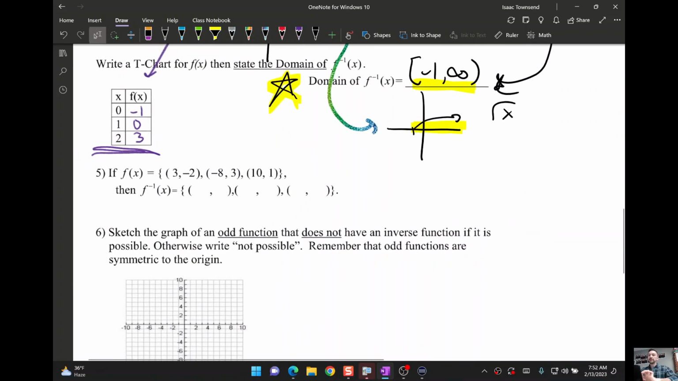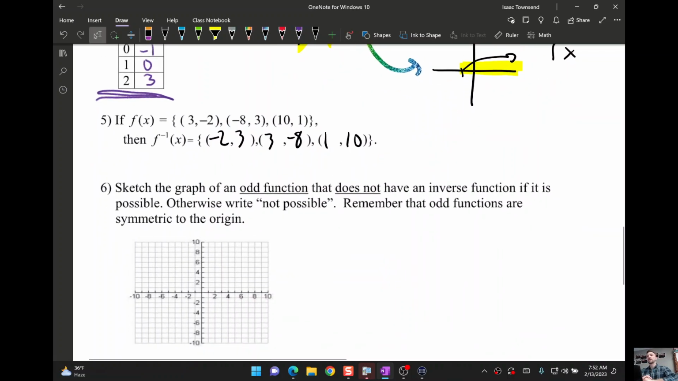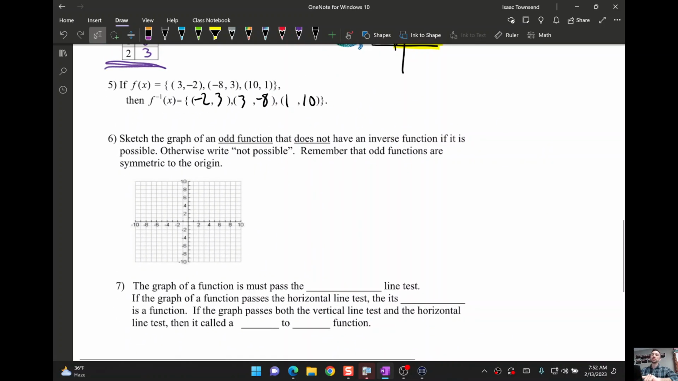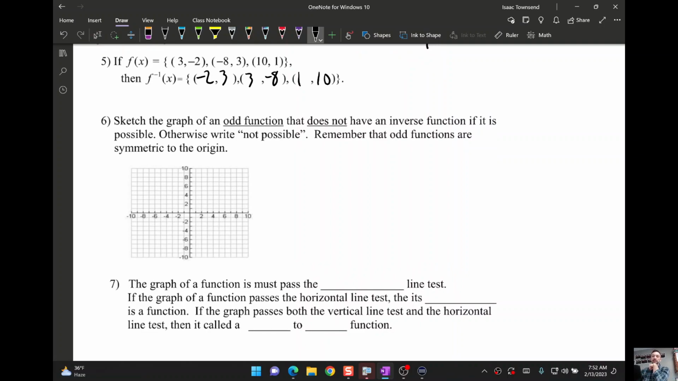Okay, question 5 is just like question 1, just slightly different notation here. If you're given 3 points on a function, switch their x's and y's, and you've got 3 points on the inverse. And I'm going to skip number 6 for a second because it's probably the most missed question. Let's go down to number 7.